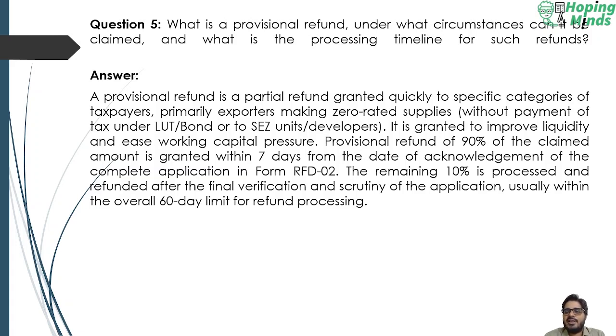So the entire refund is not granted immediately after filing of the refund application, but only 90% of such refund amount is released within 7 days of the processing of the application, and the remaining 10% of the refund amount is released after the proper verification of the refund application. So a provisional refund is a partial refund against the claimed refund amount.